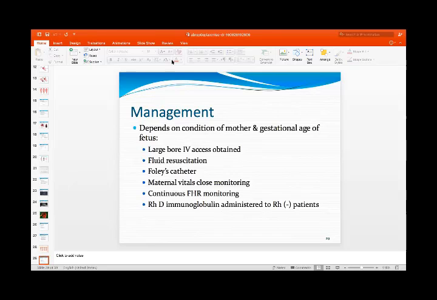After sending investigations, if the patient is in shock, you will manage the shock. How do you manage shock? You will pass large bore IV cannulas. You will give the patient normal saline or plasma expanders, and if blood is available, you will attach blood. Pass a Foley catheter to monitor the urinary output, record maternal vital signs, and also do continuous fetal heart rate monitoring with CTG. If the patient is Rh negative, administer anti-D injection.